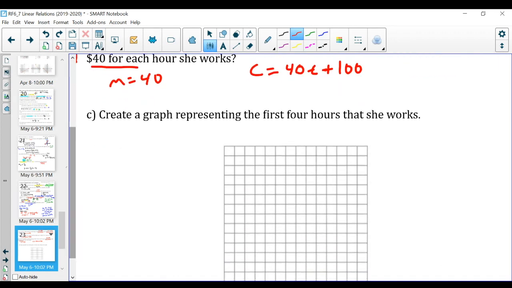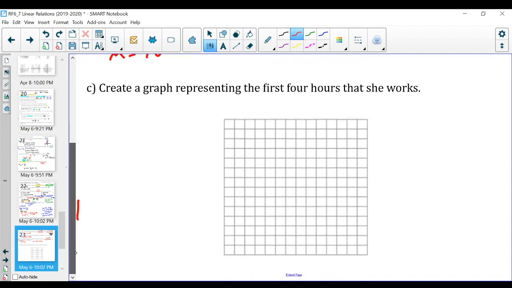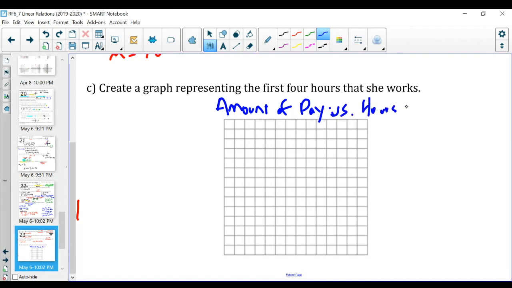So we're going to create a graph representing the first 4 hours that she works. We can start off with a label here, and we can say amount of pay versus hours worked.